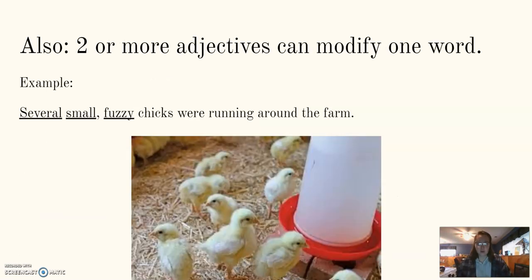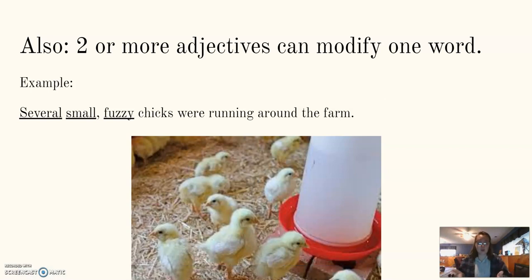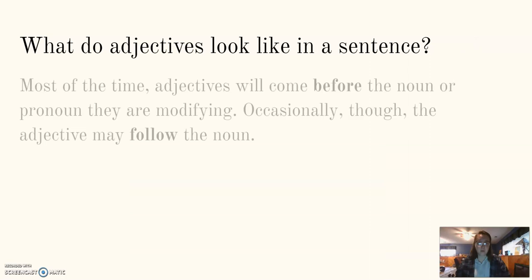Also important to remember, there could be 2 or more adjectives to modify a word. Like this is the kind of stuff you're going to see in books. We're going to see several small fuzzy chicks are running around the farm. We're going to get tons of describing words because that's what authors do. They try to make the picture as clear as they possibly can for the reader.